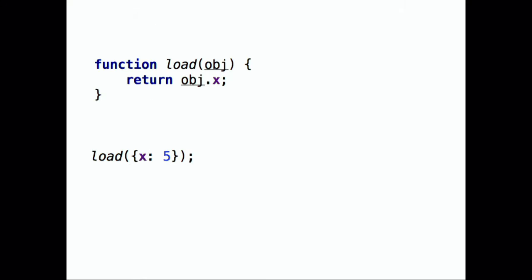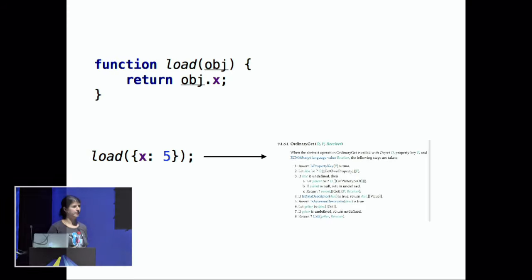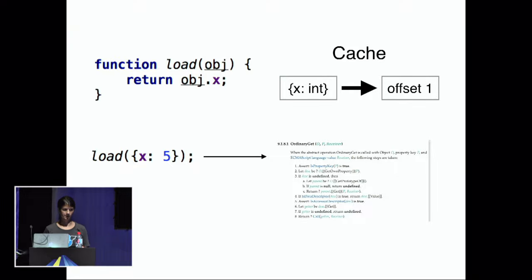So here's the simple load function. And we call it with this very simple object that is just a regular object, no changes on the prototype chain. It has one property x, and it's an integer. So when the compiler encounters this call of load, well, we do implement correct ECMAScript JavaScript, so the compiler has to follow these steps in the specification, which is quite involved, and eventually it figures out, okay, it's a value descriptor, I have to return this value, which is at a certain offset of this object. Okay, so we found object.x, and now what we do is we cache this information.